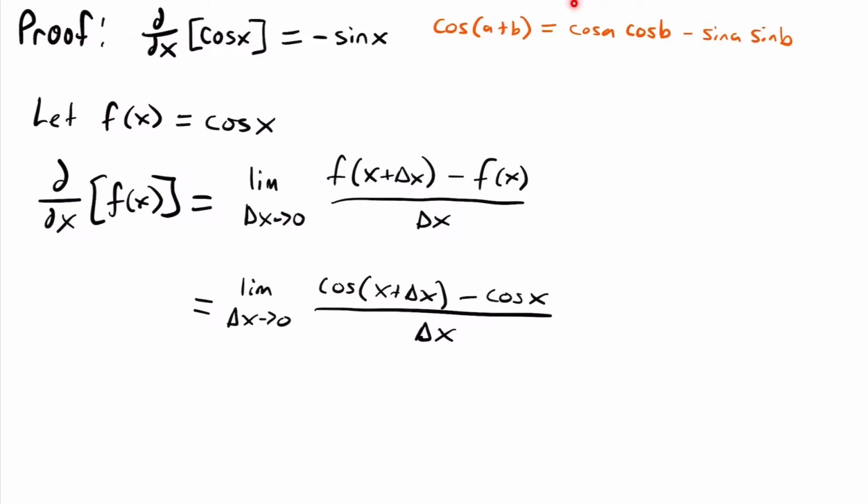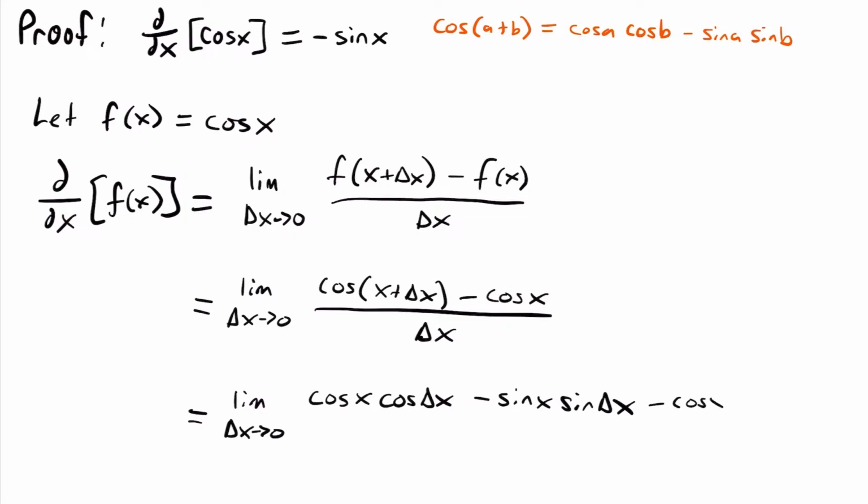And so if we use this identity for this function right here, where a and b are x and delta x, then we'll have that this is equal to the limit as delta x approaches 0 of cosine of x times cosine of delta x minus sine of x times sine of delta x. And then don't forget to subtract this cosine x here. That is also in the numerator. So we'll have minus cosine x. And that will still be divided by delta x. All right, and so then I'll clean up my work here, and we can move on to our next step.